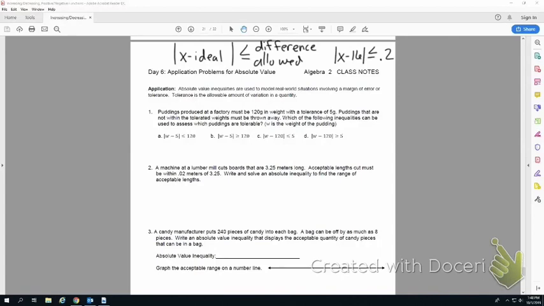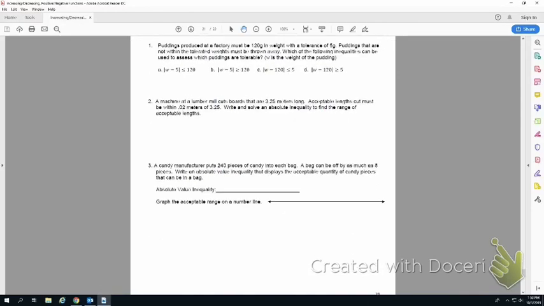Okay? Let's go ahead and start working through some of these examples. On the first one, talking about pudding, it was produced at a factory, must be 120 grams in weight with a tolerance of 5 grams. Puddings that are not within the tolerated weights must be thrown away. Which of the following inequalities represent that? So what is the ideal weight? 120. So the absolute value of x minus 120 is less than or equal to what? 5. It's always less than or equal to.